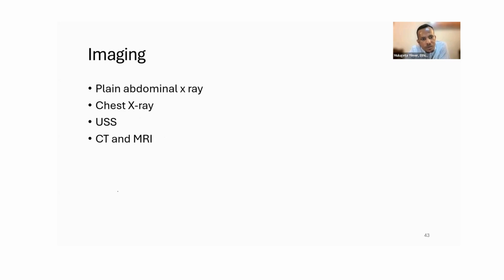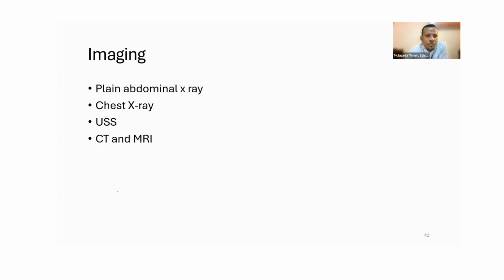We can start with a plain abdominal film in most intra-abdominal conditions. This will give us very limited information, but it's good to start with a plain abdominal X-ray. In a few cases of neuroblastoma, for example, calcifications can be seen on plain X-ray. But this needs to be confirmed with better imaging like ultrasound and also CT scan.